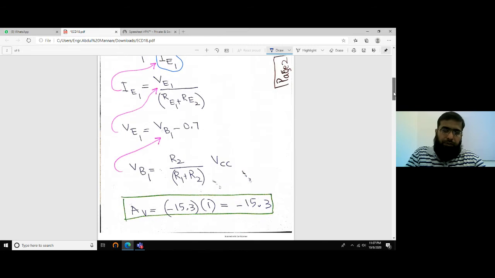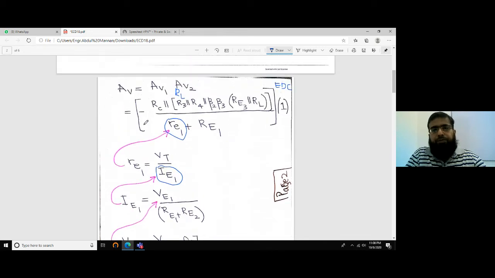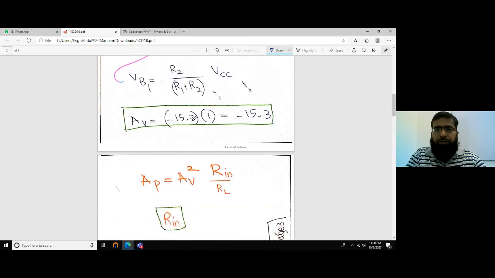So we put the value of VB1, and we know R1, R2, and VCC, everything is known here. So we can calculate VB1 straightforward. We plug VB1 in here, then VE1, IE1, and then RE1. So now we have computed AV, and it comes out to be minus 15.3, times 1 for AV2, that is 1. So AV for both amplifiers, for both stages, is minus 15.3.